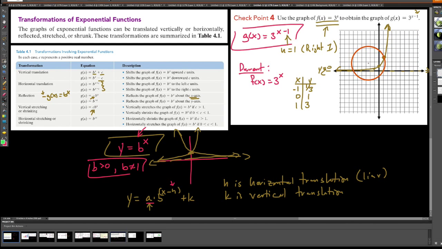And basically what we're going to do is take all the points on this original graph, 0, 1, and we have the point 1, 3, and also negative 1 and 1/3. We're going to shift them all right 1. So this would be here now, right 1 here. This would be here, right 1, and this would shift right 1. And we would get this new function that essentially would be the original function but shifted right 1.